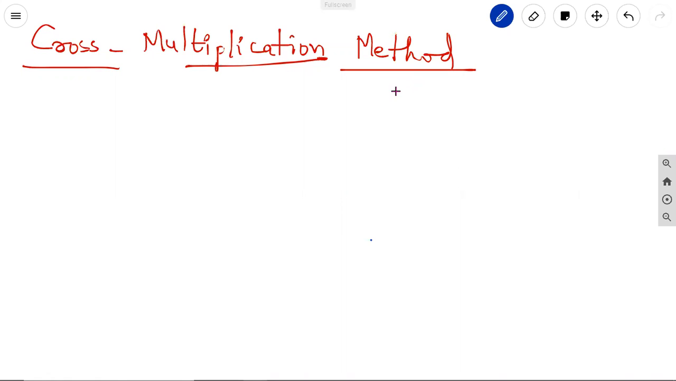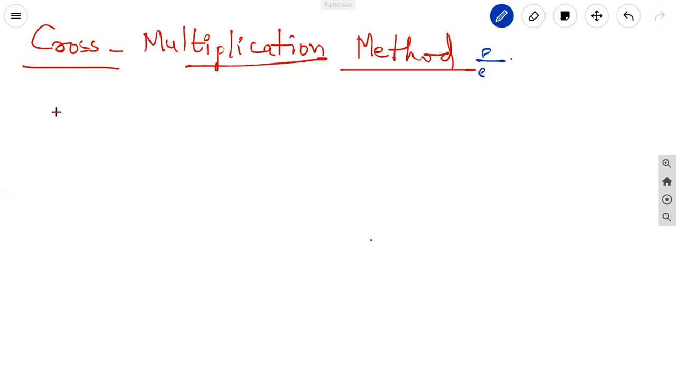The method is the cross multiplication method in the pair of linear equations in two variables. Here the name is cross multiplication method. Why we discuss it: this method is also very important, and it takes less time to find the solution, or to find the values of the two variables.